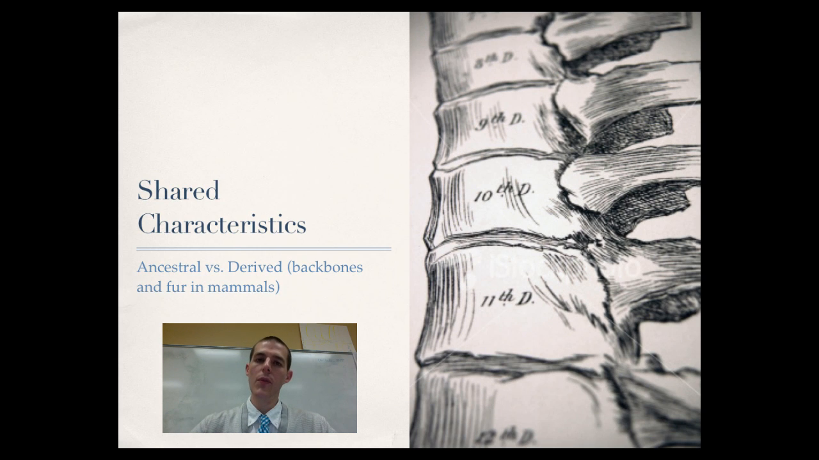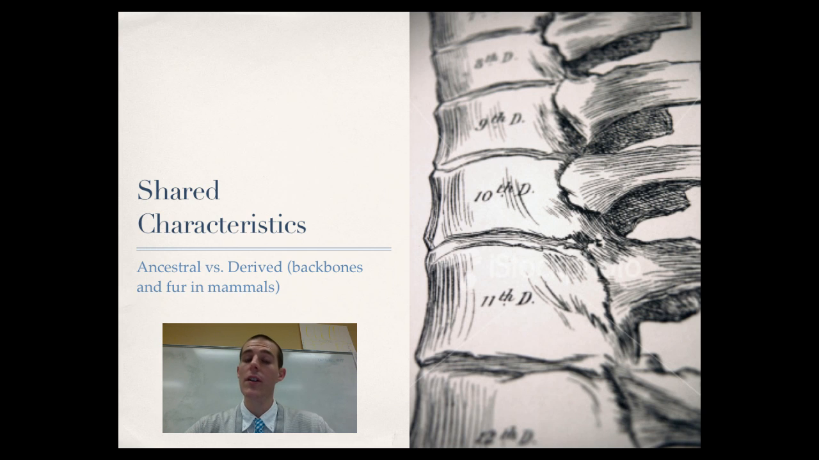Now, before I talk to you a little bit about how to actually construct a tree, there are two terms that you need to be aware of. There are many types of shared characteristics that scientists use when they make cladograms or phylogenetic trees, but you need to understand the difference between a shared ancestral characteristic and a derived characteristic. Shared ancestral characteristics are characteristics that are present in an ancestral species.